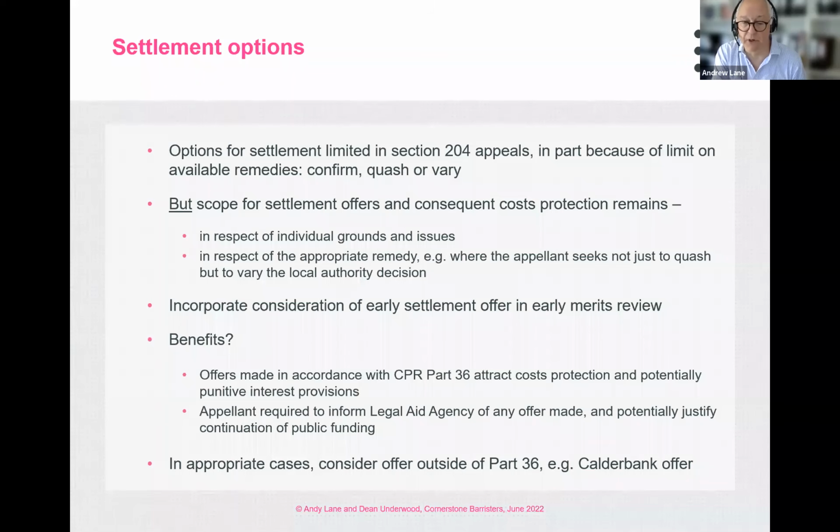So it's not a question of saying, well, we're good on 2 grounds, but we're not so good on 3. If you're bad on one of the grounds and you're likely to lose on one of the grounds, and it's likely to lead to a quashing of the decision, concede and try and argue costs.